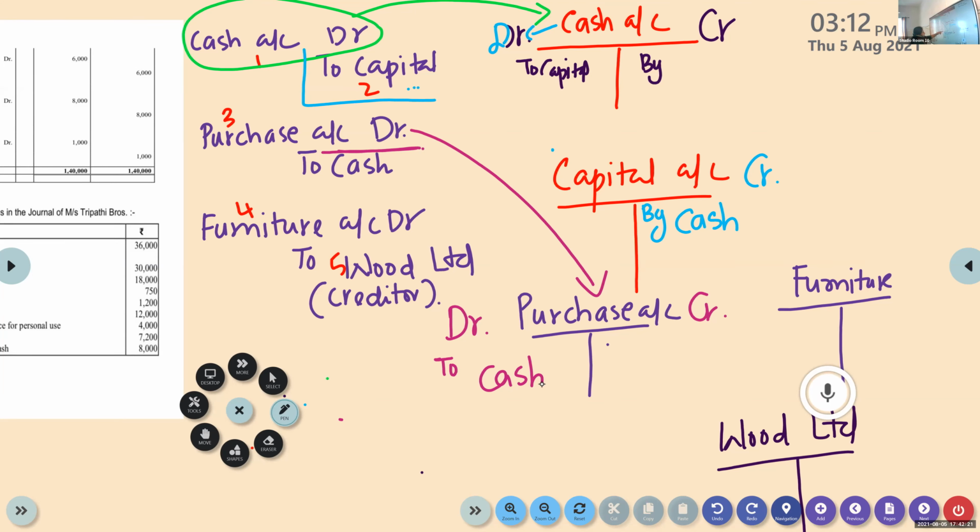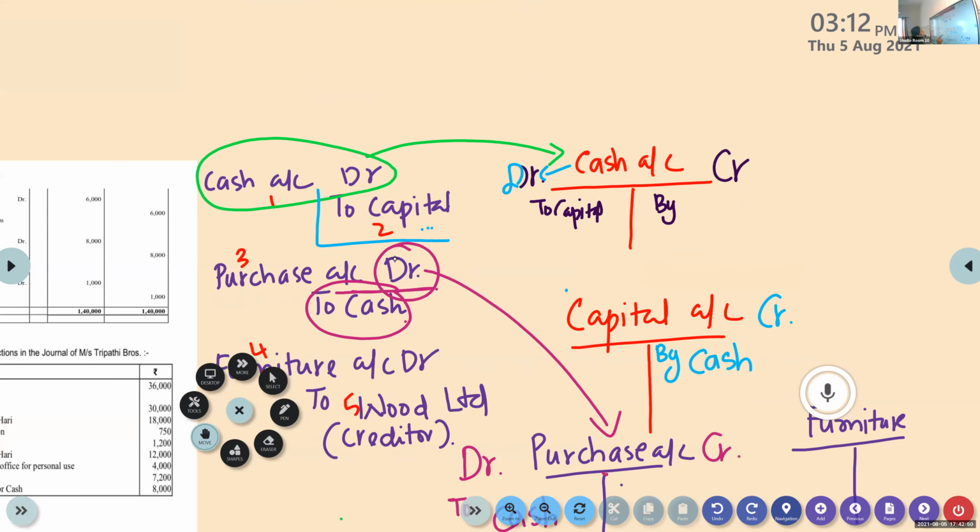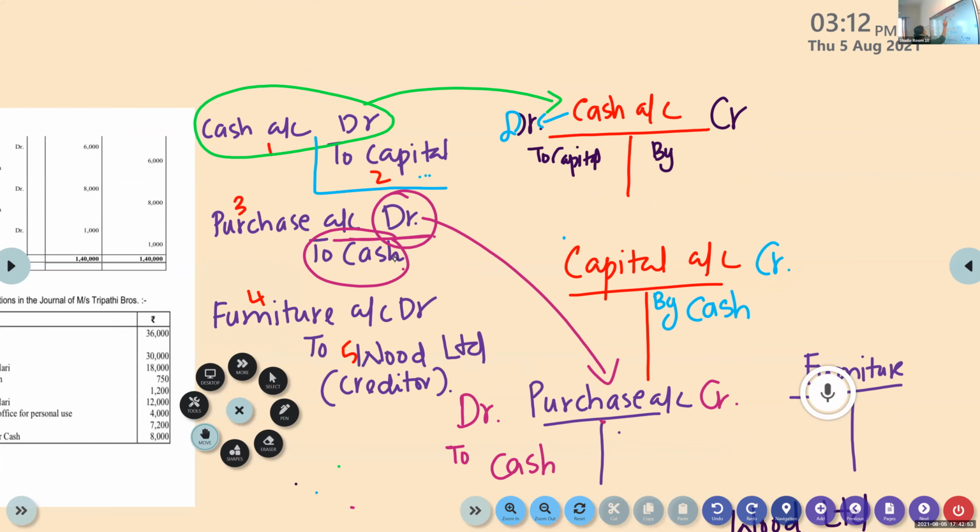So, coming to the purchase account debtor, that means in the purchase account, on the debit side, that is on the left hand side, we will post to cash. And to cash account, where is this going now? We need to record that also in the cash account. Already in the cash account, we have written cash account debtor to capital. That is there. Okay.